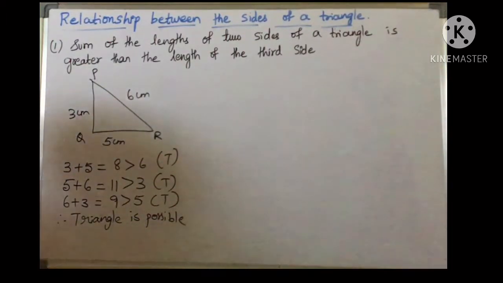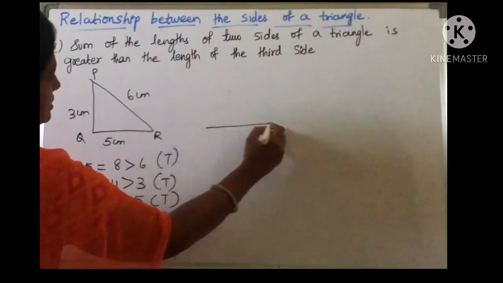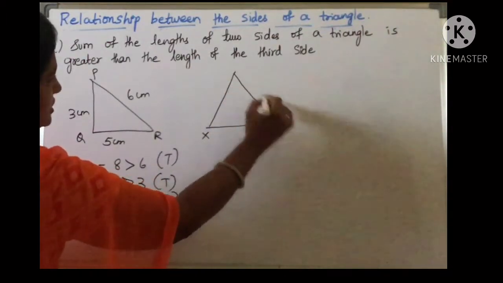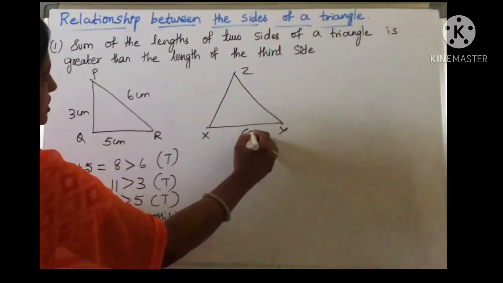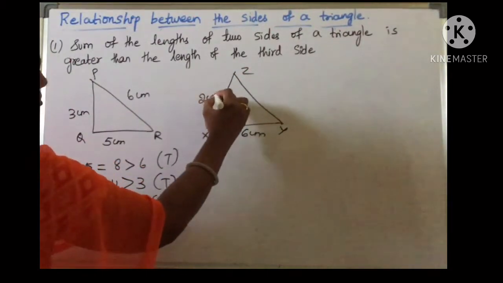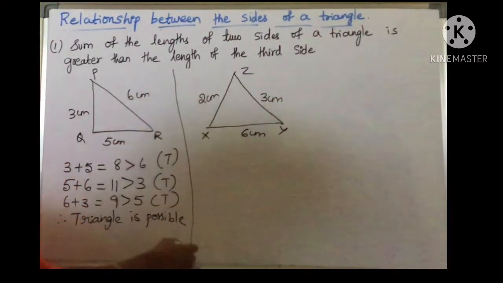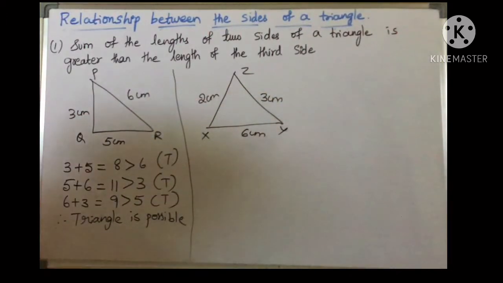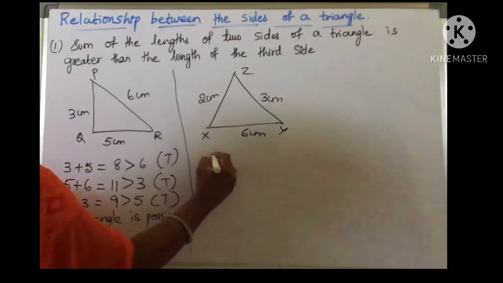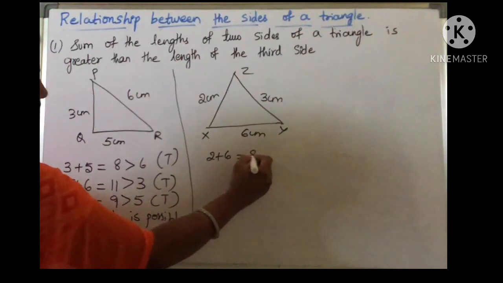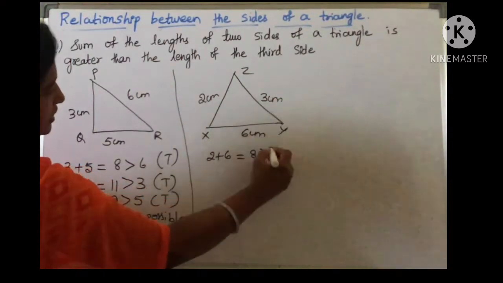Okay. Now, suppose the measurements are like this: x, y, and this is z. Suppose this is 6 centimeters, this is 2 centimeters, this is 3 centimeters. Okay, children, now we will see whether triangle is possible with these measurements or not. Now here I am adding 2 plus 6. 2 plus 6 is how much? 8. Here 8 is greater than 3.